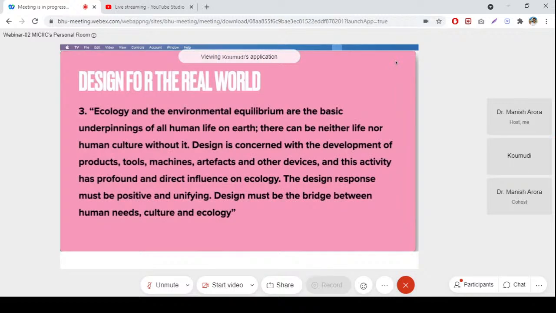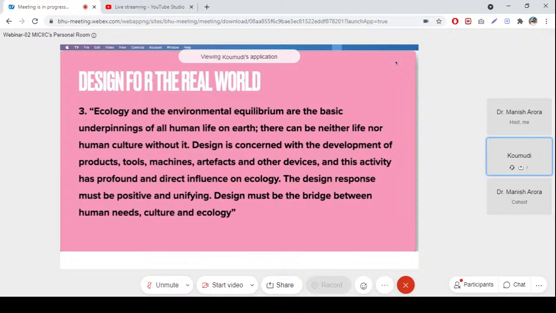Papanek was very strongly concerned about the deteriorating relationship between man and his environment. According to him, ecology and the environmental equilibrium are the basic underpinnings of all human life on Earth. There can be neither life nor human culture without it.